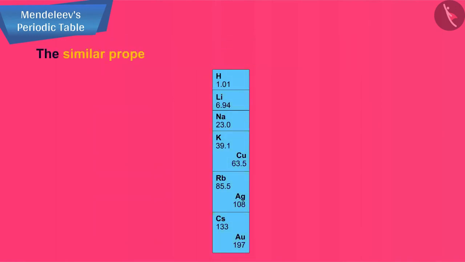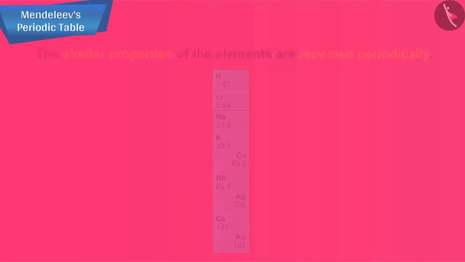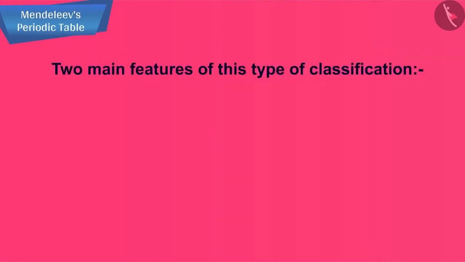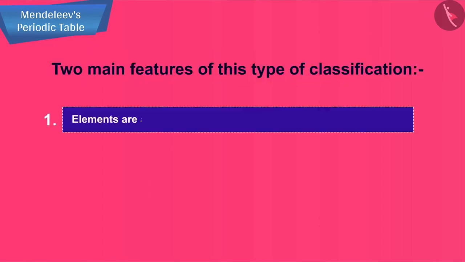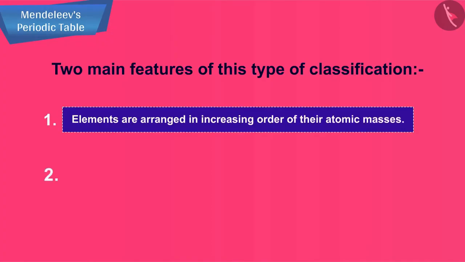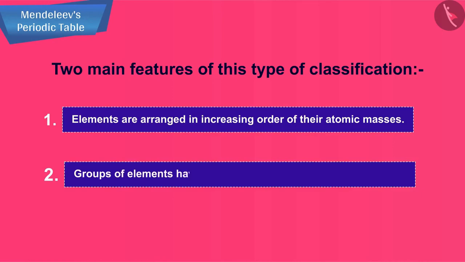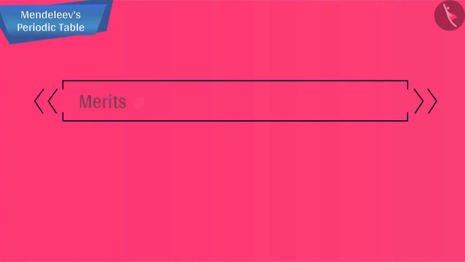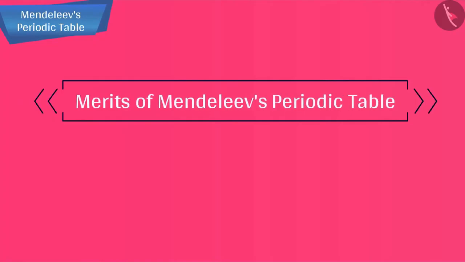The similar properties of the elements are repeated periodically. We will now describe 2 main features of this type of classification. 1. Elements are arranged in increasing order of their atomic masses. 2. Groups of elements have similar properties. We will now discuss the merits of Mendeleev's periodic table.